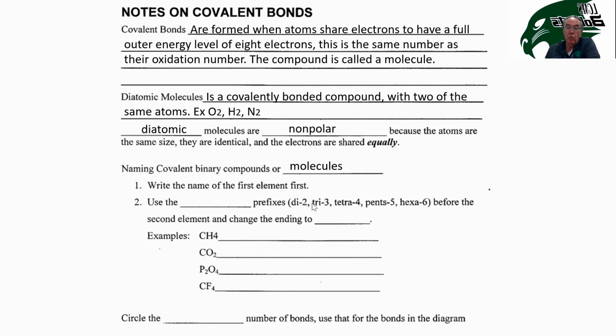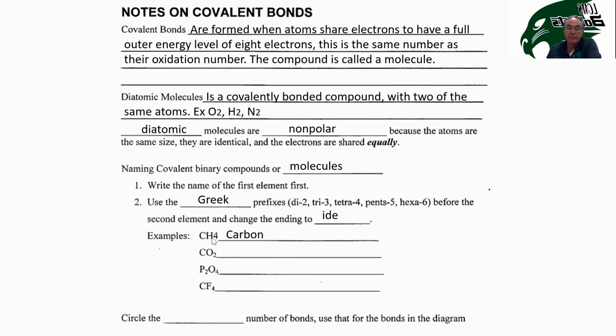Covalent binary compounds or molecules. So how do we name them? Now remember, with the ionic compounds, we put the name of the first element and then the second one, and we put IDE on the end. Okay? This is pretty similar, except we use these Greek prefixes. Di, tri, tetra, penta, hexa. For the second element, we add IDE. Okay? So di means 2, tri like a tricycle means 3, tetra means 4, penta like a pentagon is 5, hexa like a hexagon is 6.